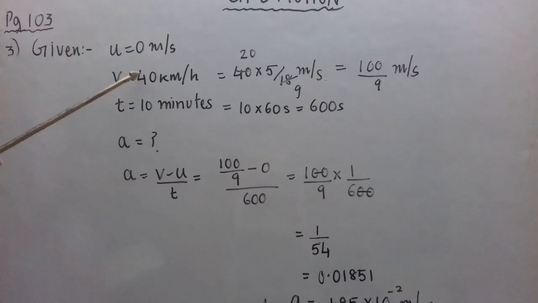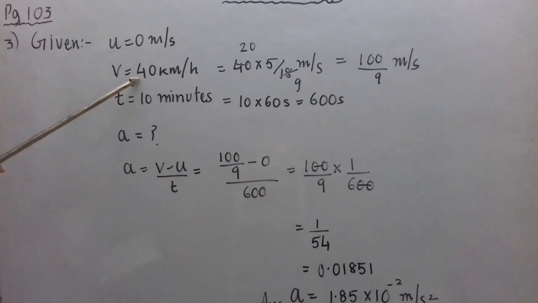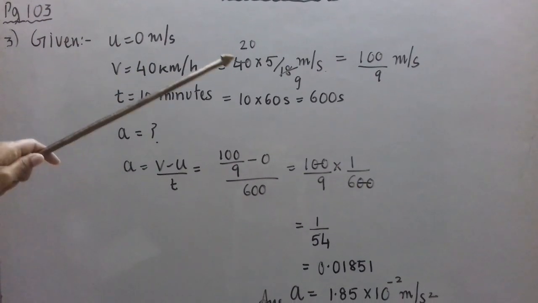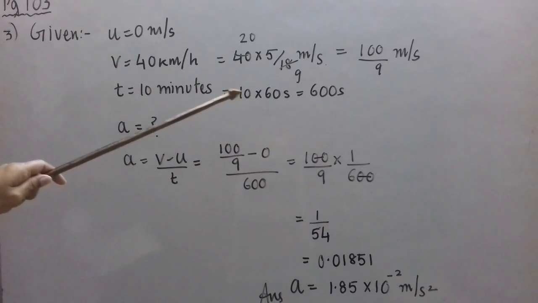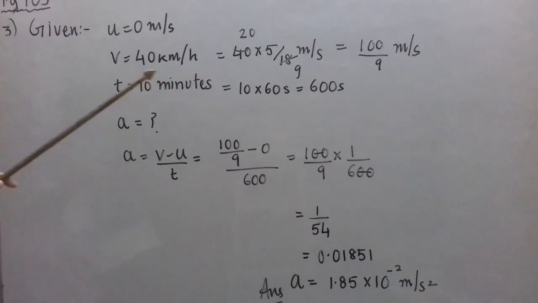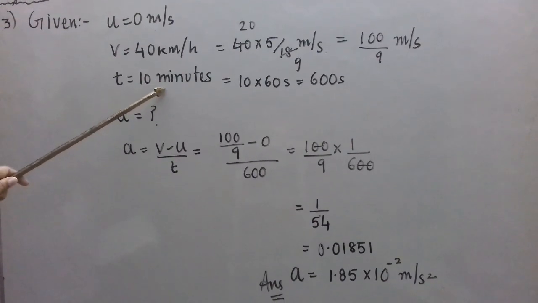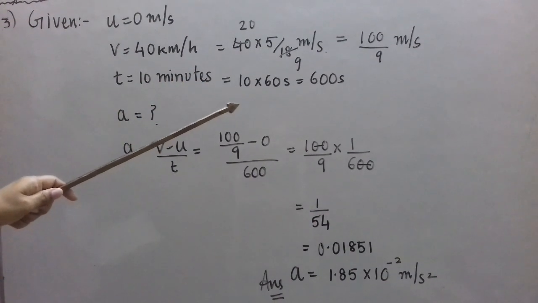Yes, we'll convert this into meter per second and this into seconds. How will we do it? We'll multiply it by 5 by 18 and do the simplification. So this answer comes out to be 100 upon 9 meter per second. 40 kilometer per hour is 100 upon 9 meter per second. 10 minutes. We know 1 minute is 60 seconds. So 10 minutes is 600 seconds.